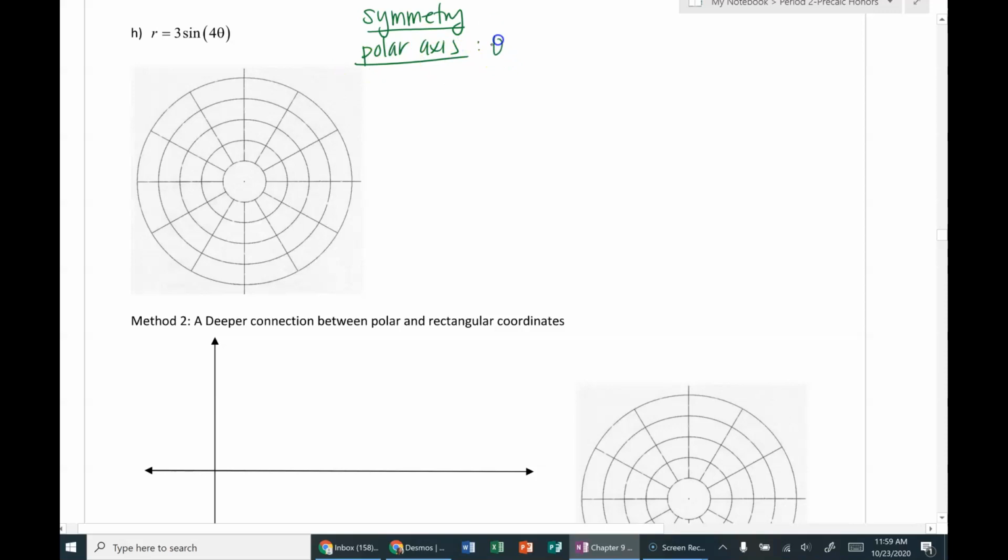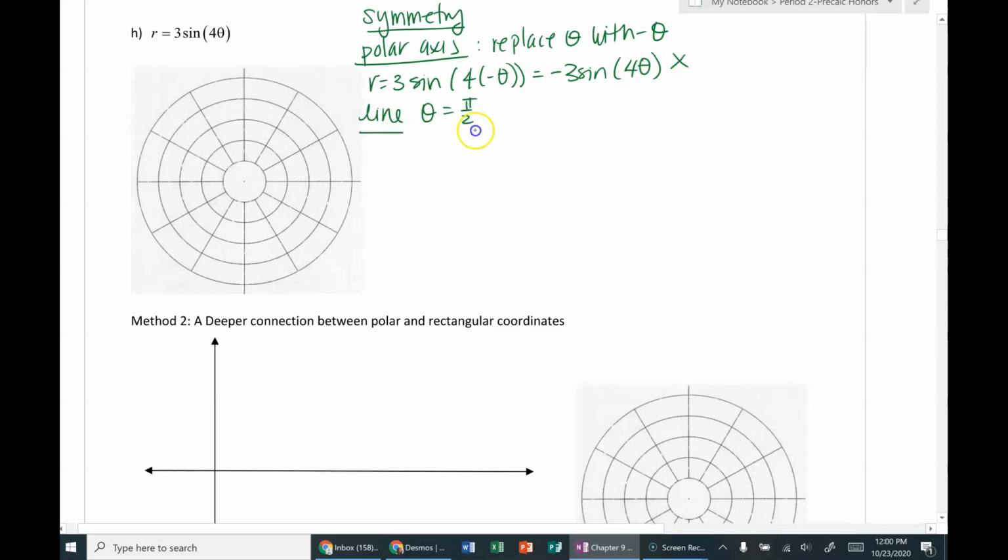We will replace theta with negative theta. So r equals 3 times sine of 4 times negative theta. This is immediately negative 3 times sine of positive 4 theta. Not symmetric to that. Then next we want to do the line of theta equals pi over 2.